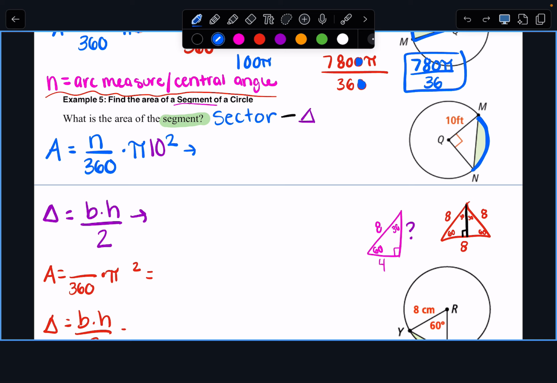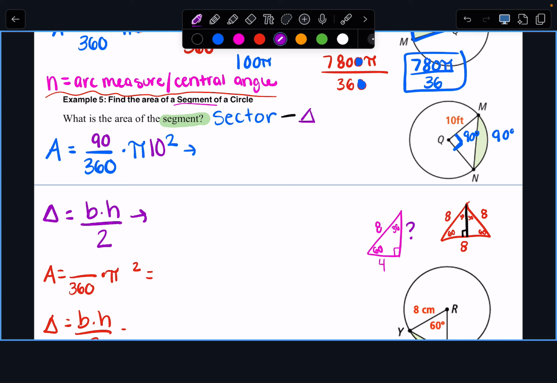The angle measure they would show us, if there was an arc measure, they'd put it right here in degrees, and it's not there. And we also don't really have a central angle that we can see, but we do have a right angle. And what does a right angle measure? 90 degrees. We have a right triangle. So my central angle is 90 degrees. That means my arc measure is also 90 degrees. There's our N value. Let's go ahead and plug that into our sector formula.